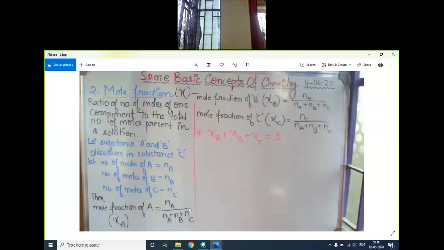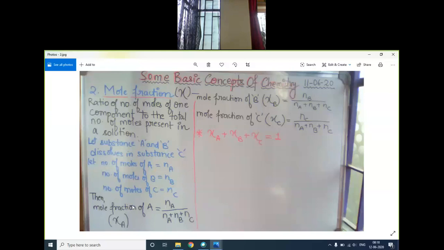How will we get the total number of moles? By adding all the moles, because 3 substances are there. The 3 substances will have different numbers of moles. We have to add them together. That will become the total number of moles.